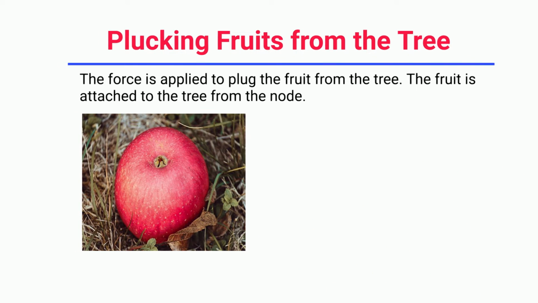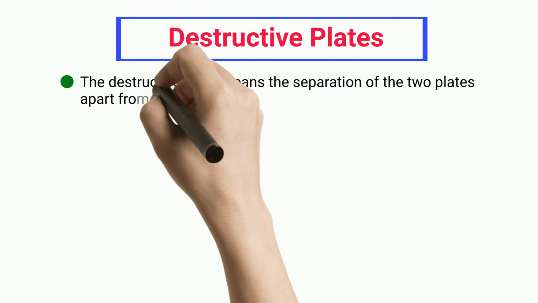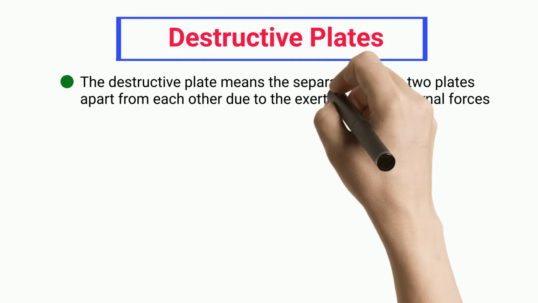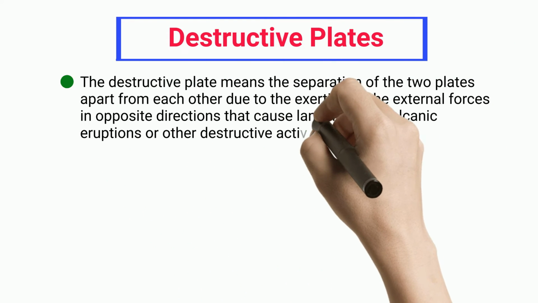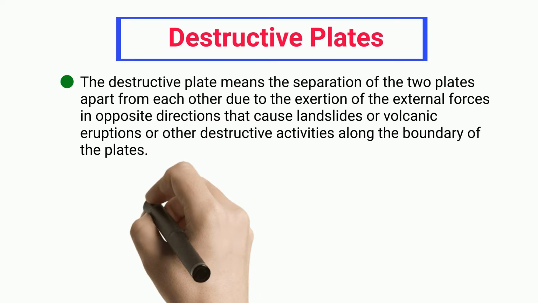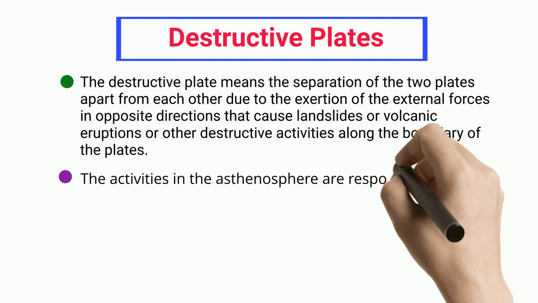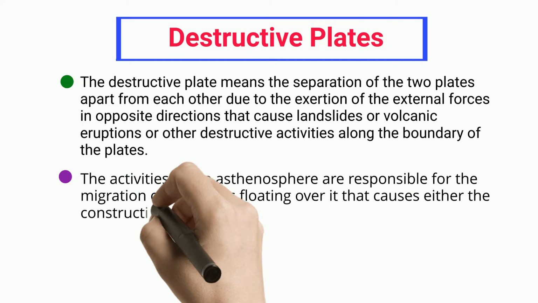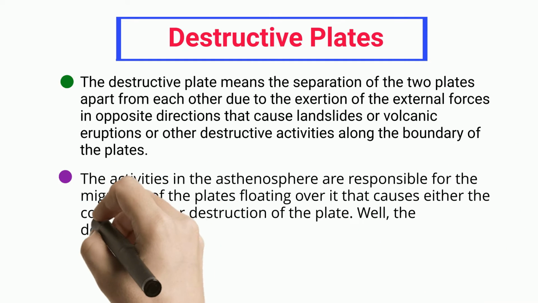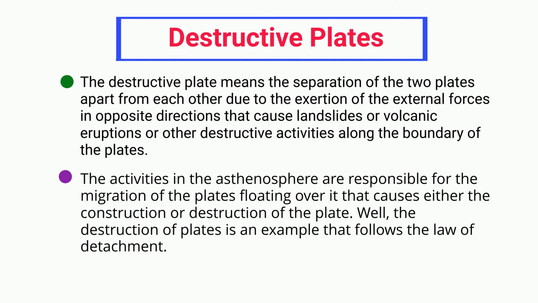Destructive plates. The destructive plate means the separation of two plates apart from each other due to the exertion of external forces in opposite directions that cause landslides or volcanic eruptions or other destructive activities along the boundary of the plates. The activities in the asthenosphere are responsible for the migration of the plates floating over it that causes either the construction or destruction of the plate. Well, the destruction of plates is an example that follows the law of detachment.